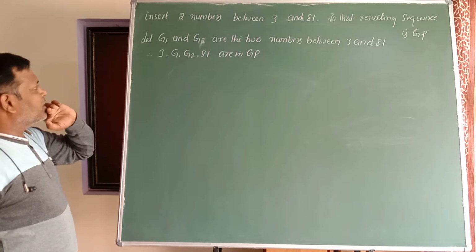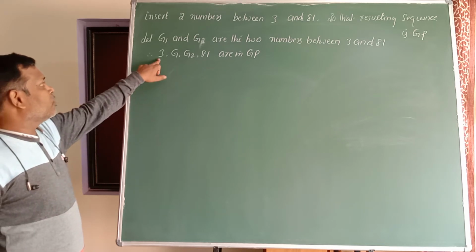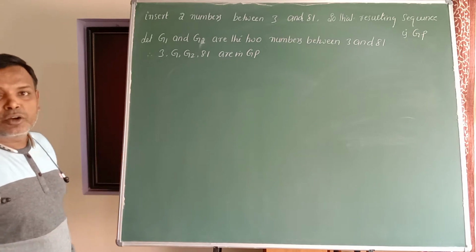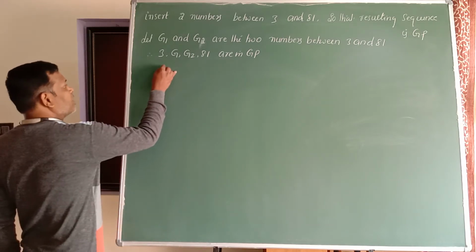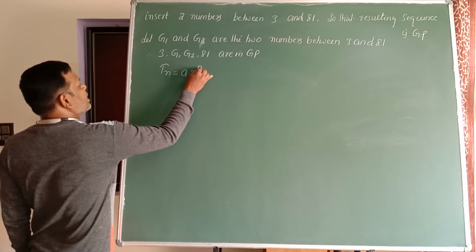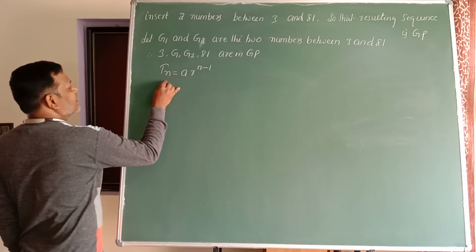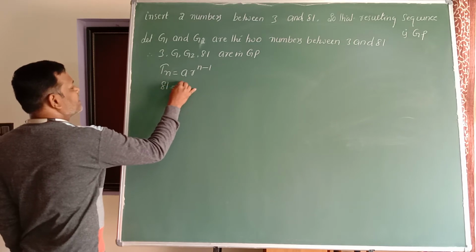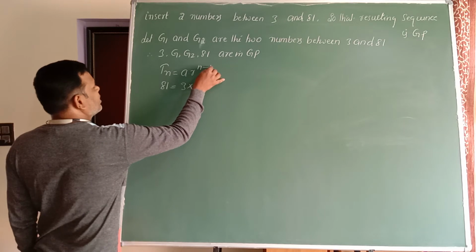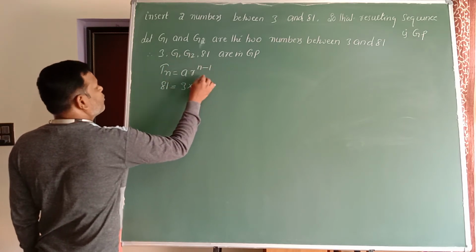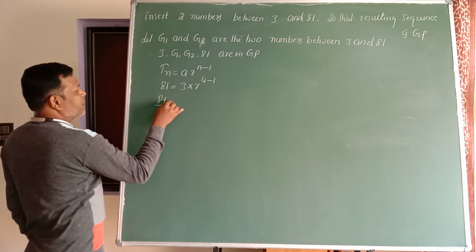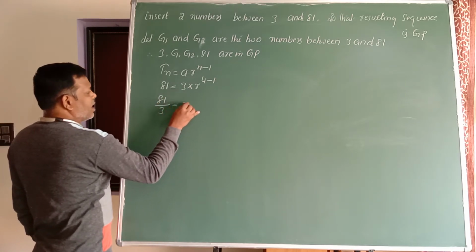We have to find the common ratio. The first term we know, the last term we know, but we don't know the common ratio. First let us find the common ratio. How can we find it? Tn is equal to A into R power n minus 1. Tn is 81, equal to A, which is 3, into R power n minus 1. We have a total of 4 terms, so 4 minus 1. Now 81 divided by 3 is equal to R power 3.